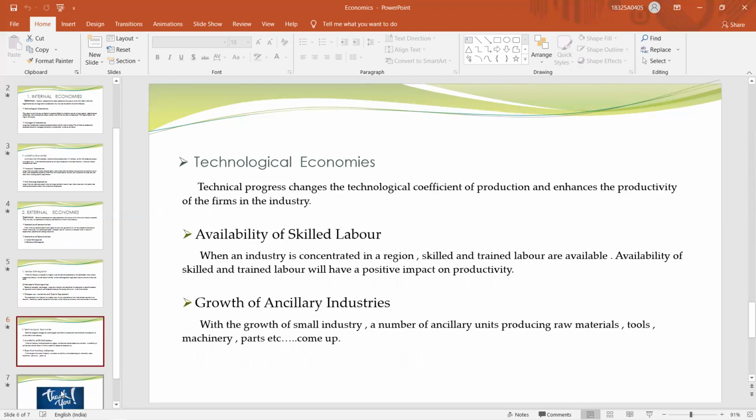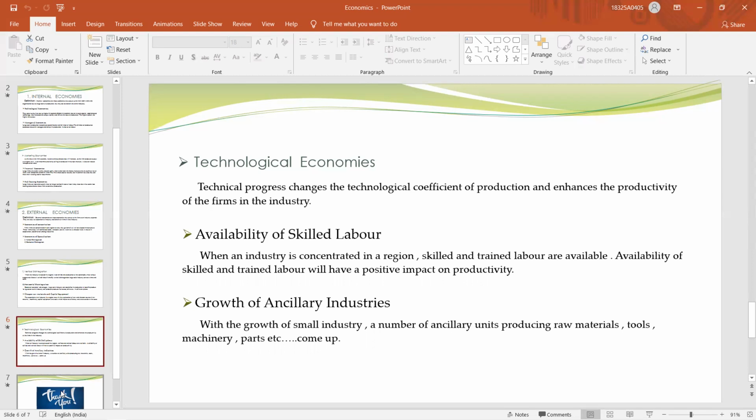Next is technological economies. Here technical progress changes the technological coefficient of production and enhances the productivity of the firms in the industry. Whenever we use more technology, it is always beneficial to the industry or an organization. It reduces the cost of production and gives more output. So we should use more advanced technology.